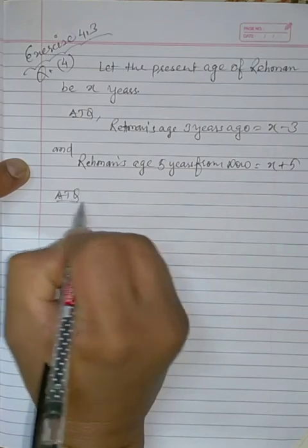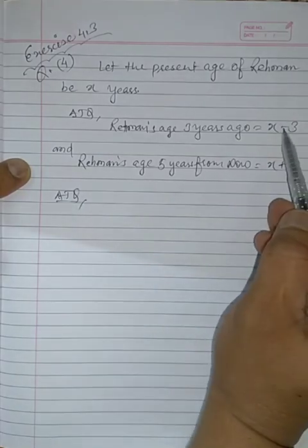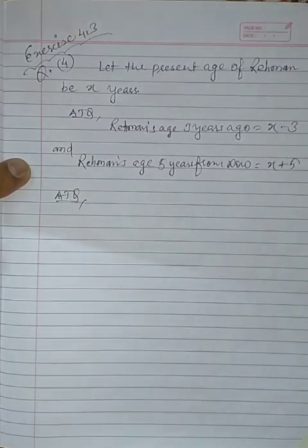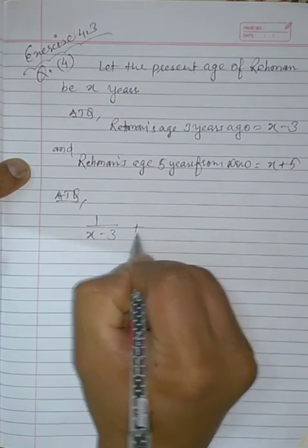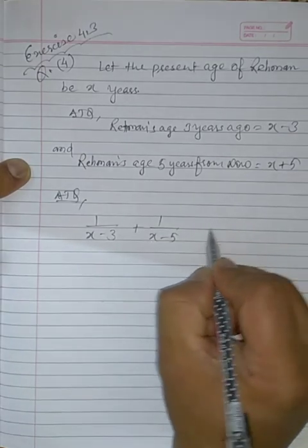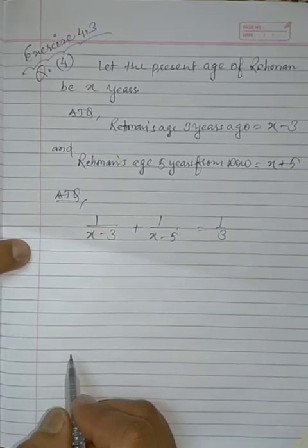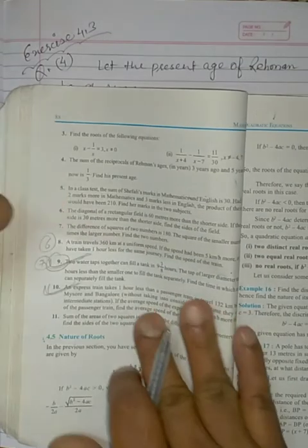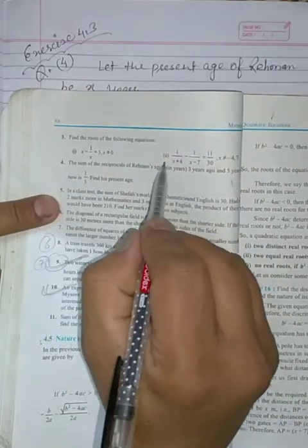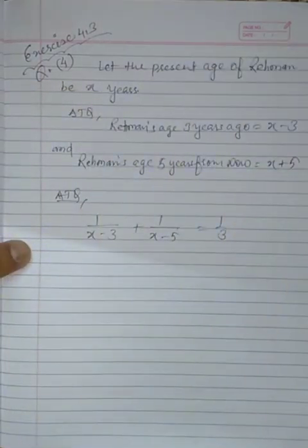So according to question, we are given that the sum of the reciprocals of Rahman's age 3 years ago and 5 years from now is 1/3. So 1 upon x minus 3 plus 1 upon x plus 5 is equal to 1/3. Okay. Now after this, the question becomes similar to question number 3 second part, which we have already solved in the previous video. So you can do it by that method and you will get your answer.